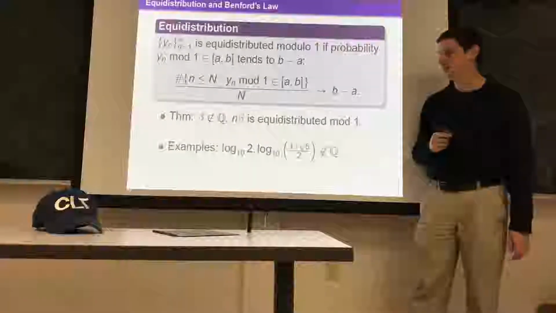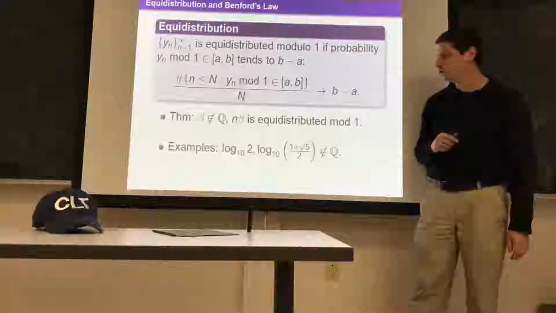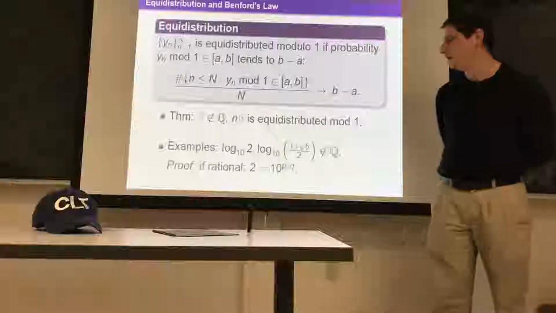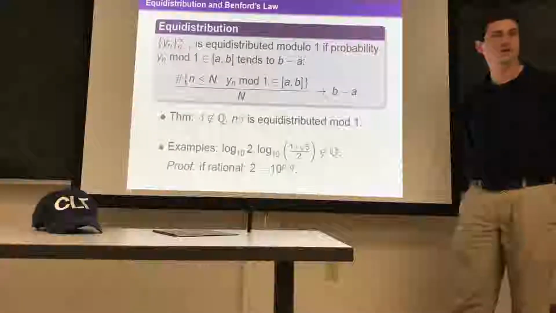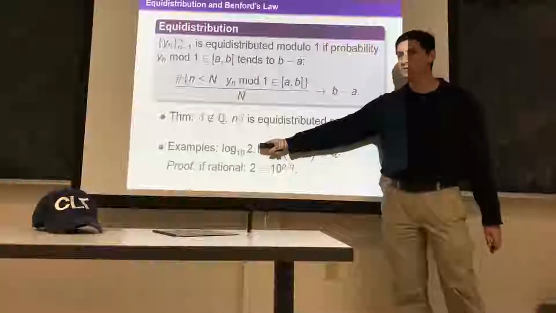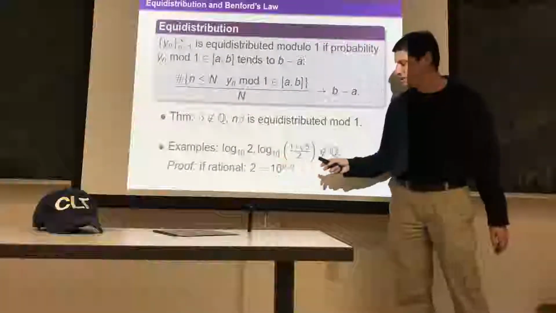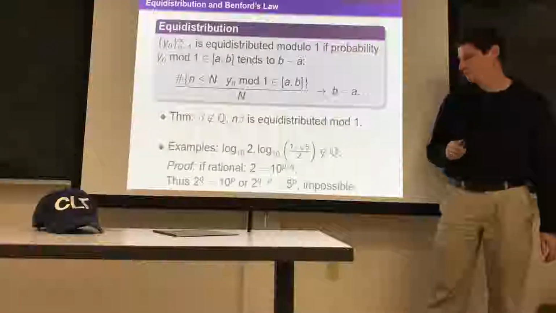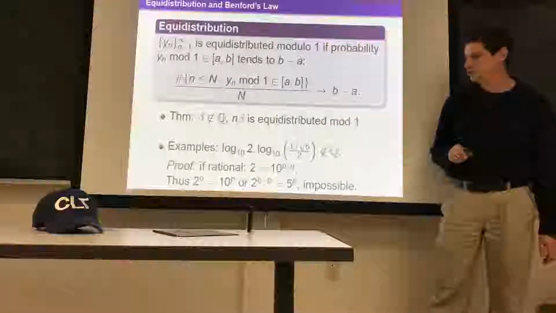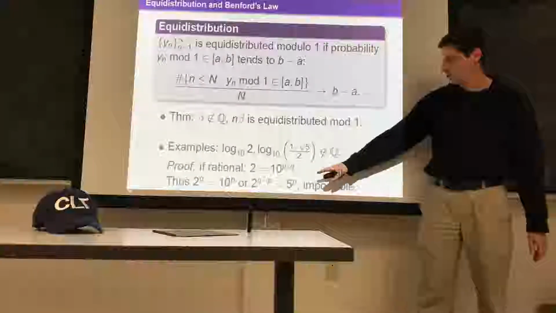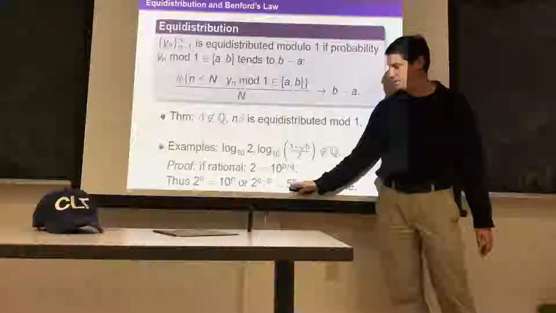So the log of 2 base 10 is irrational, and the log of the golden mean base 10 is irrational. So I'll prove that the log of 2 base 10 is irrational. Assume not. So assume that this equals p over q, where p and q are in lowest terms. Then that means 2 is 10 to the p over q. Raise both sides to the qth power, so you get 2 to the q is 10 to the p. Well, 10 is 2 times 5. So we get 2 to the q minus p equals 5 to the p.